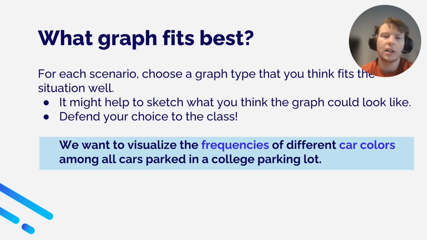So for the next couple slides, we're going to pose a scenario, and students should choose the graph type that fits the situation best. For example, in this first slide, we say we want to visualize the frequencies of different car colors among all cars parked in a college parking lot. Some students might say a bar chart. Other students might say a pie chart. Both of those are actually pretty solid answers, and there may be more. What's important here is that in defending their choice to the class, students are thinking about what different visualization types get used for.